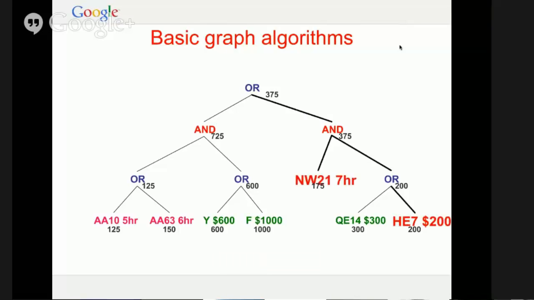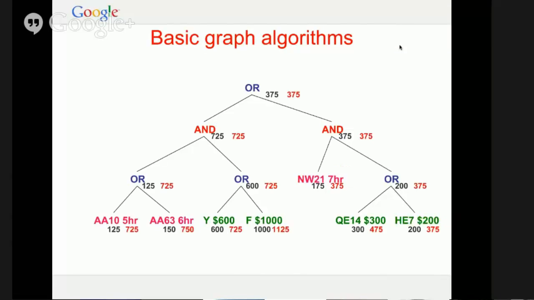And the way you get it is, again, just go down that tree. 375, go to the corresponding AND, which means that you explore both these edges, both the children. And at the OR, you explore only one of it, which corresponds to the value there. So now the cheapest, the quote-unquote best price you have within this graph is NW21 for $200. Right?